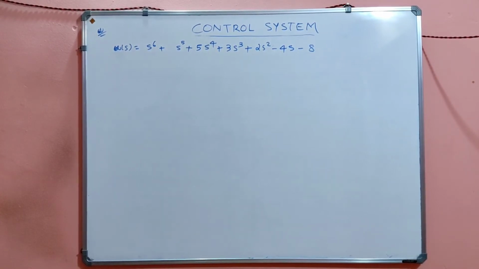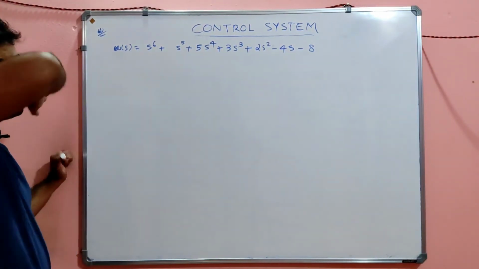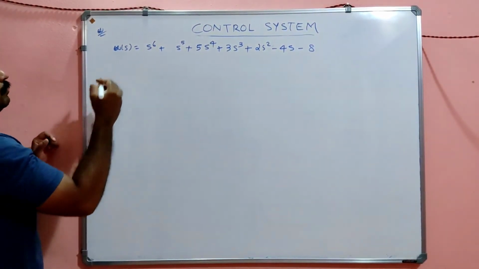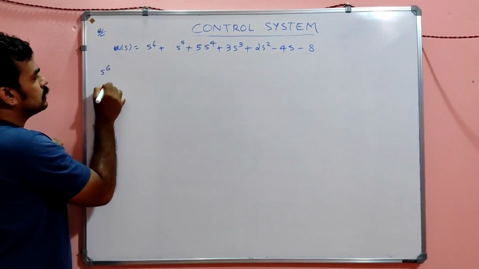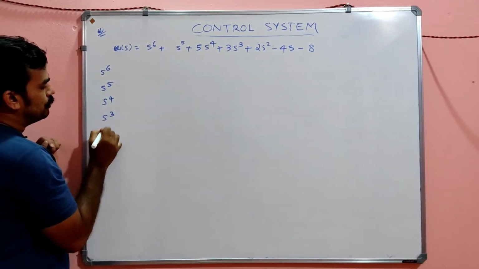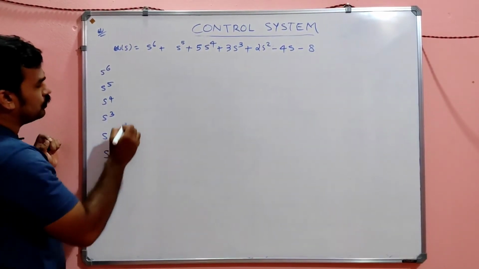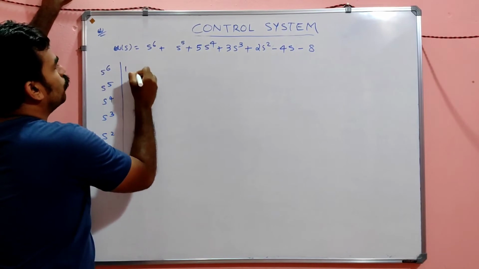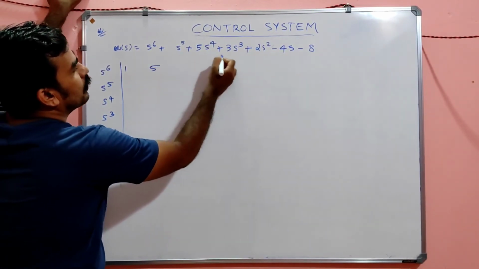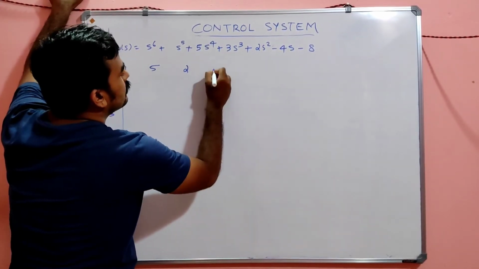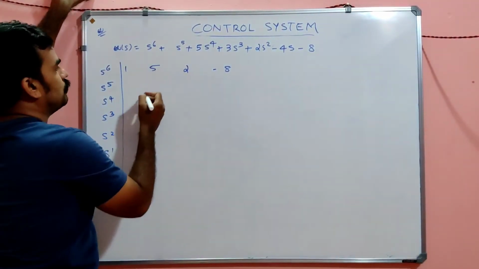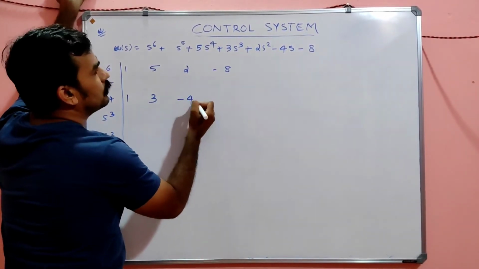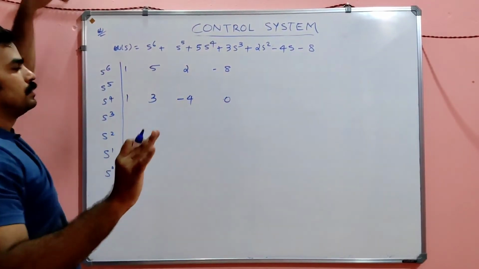Okay, my dears. How can we solve this? Again, you have to form the RH table, right? So, can we make the RH table? S raised to 6, S raised to 5, S raised to 4, S cube, S raised to 0. Okay, so what is that? Alternately, 1, 5, 2, minus 8. Am I correct, my dears? And next one, 1, 3, minus 4, 0. Bas, everything you got.